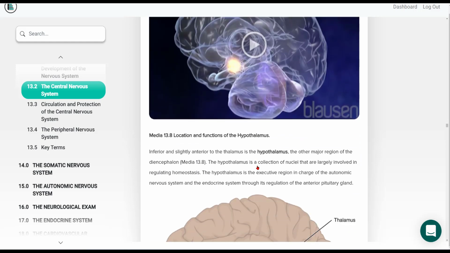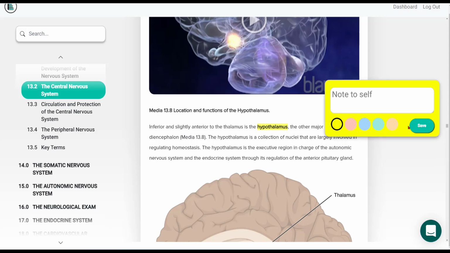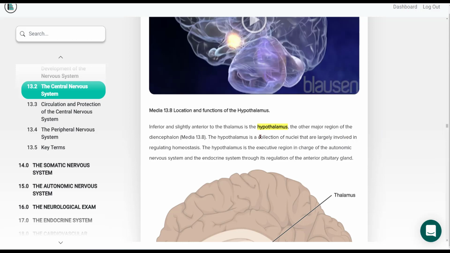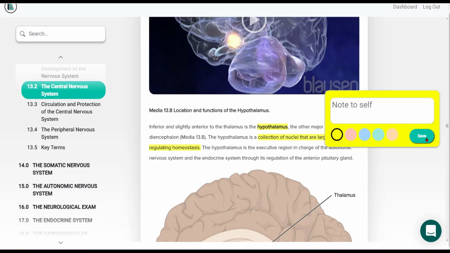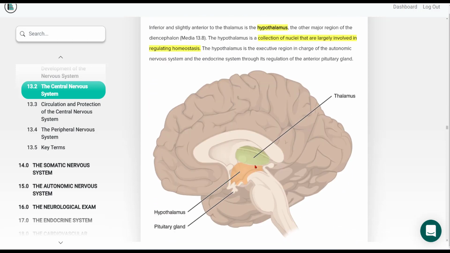The hypothalamus is a region just below, inferior and slightly anterior to the thalamus, and we're going to see the hypothalamus again in the endocrine region. It is actually a collection of nuclei that are largely involved with regulating homeostasis, and that homeostasis is maintained by a number of hormones. We'll describe a couple of those as we go through the course.